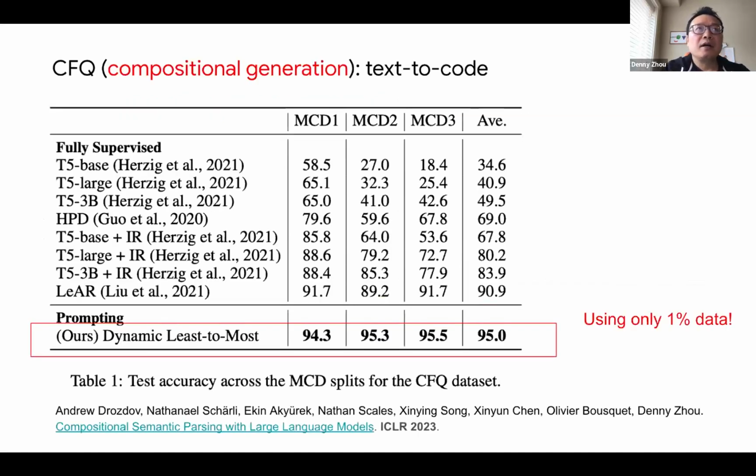Here's another popular benchmark to test compositional generalization, CFQ. Actually, it's question answering on knowledge graphs. So we need to convert text to code to get the final answer. In this task, we just use 1% of the data and crush the state-of-the-art results. No training, no architecture design. Yeah, just prompting.